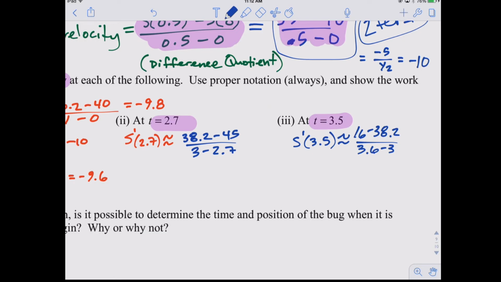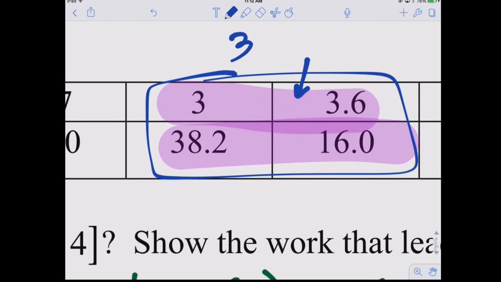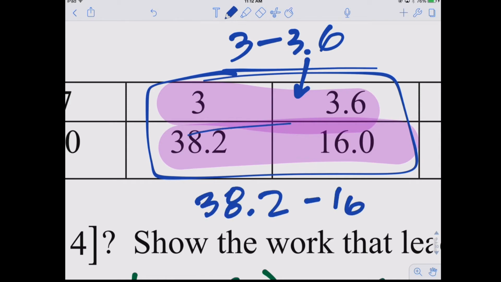And then the other important thing is don't get confused and just do 3 minus 3.6 all over 38.2 minus 16, right? Because what's wrong with that? Right. You're doing the change in x over the change in y instead of the change in y over the change in x. Now, if you flip those, it would be okay, but I'd still prefer if you did final minus initial over final minus initial. As long as they correspond in the quotient, it's going to give you the same answer, right? But when you do final minus initial, you're reinforcing the displacement aspect of it.